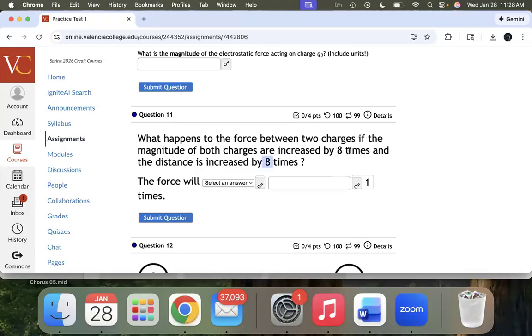Because we're changing both charges, I get 8Q1, 8Q2 on top. That's a 64 on top. On the bottom, I get an 8D squared, so 64D squared on the bottom. 64 over 64 cancels out. We just get 1.